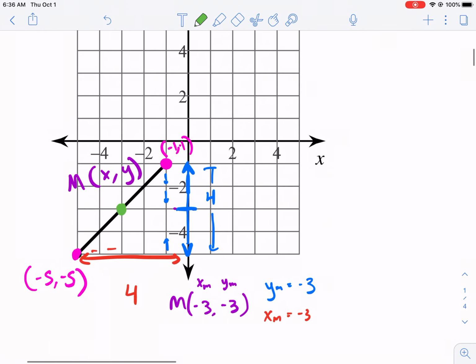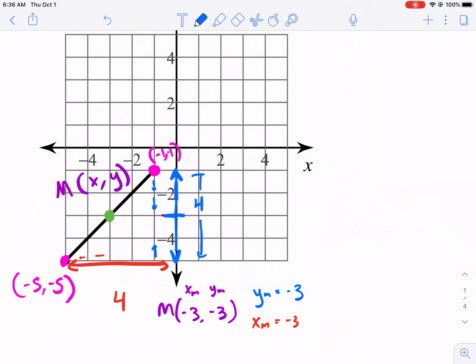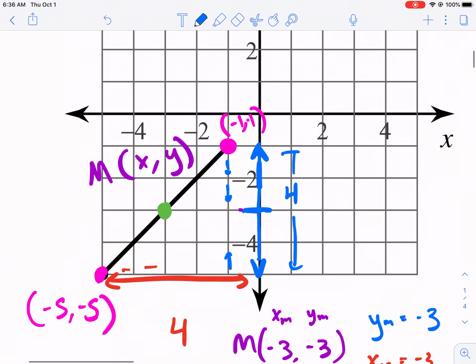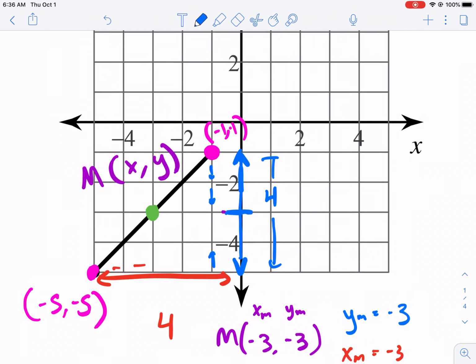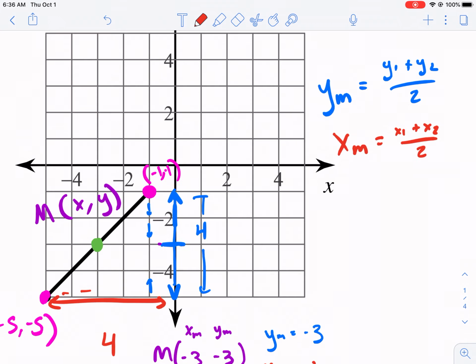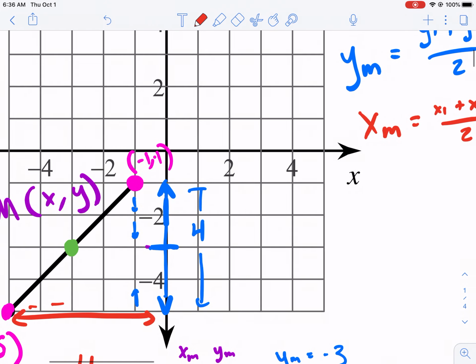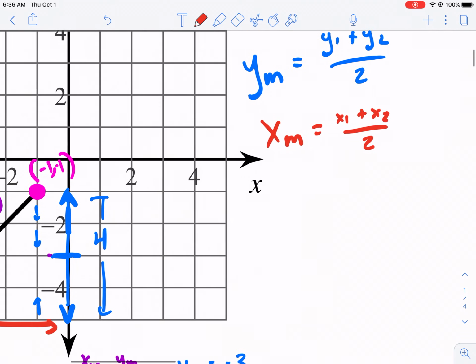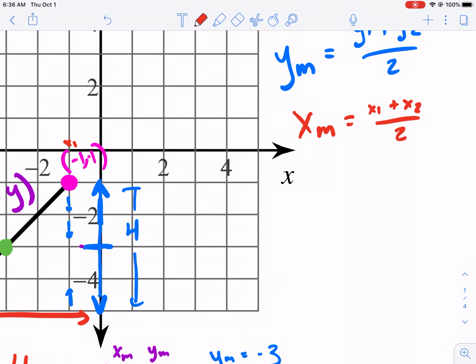Now, what's a simpler way to do this process? A simpler way is to find the average, the measure of center, of the x values of the 2 endpoints and the y values of the 2 endpoints. So my ym is going to be equal to y1 plus y2 divided by 2. And my xm, the x value of the midpoint, is x1 plus x2 divided by 2. Now, what is x1 and y1, and what is x2 and y2? We can label it however we want. It doesn't matter which endpoint we label x1 and y1.